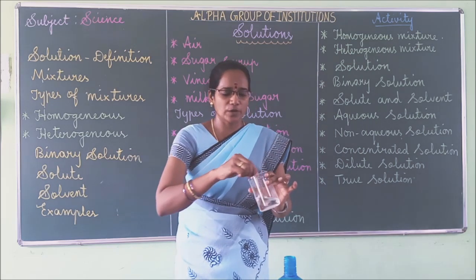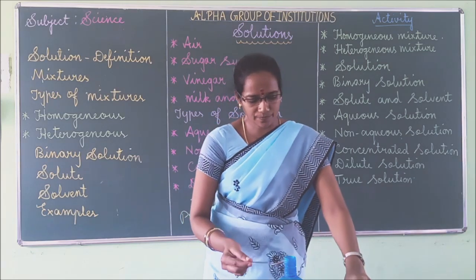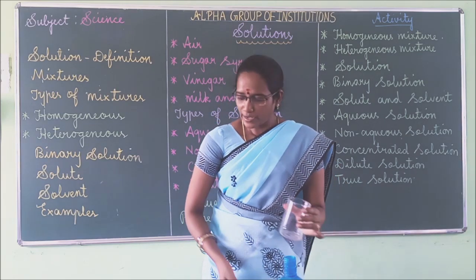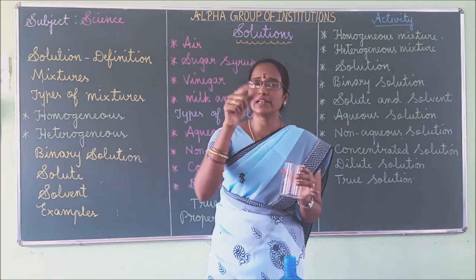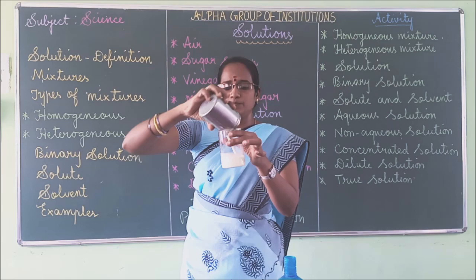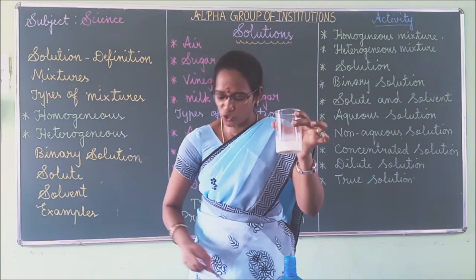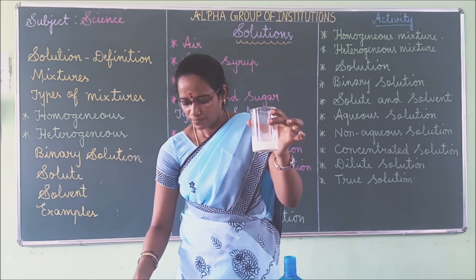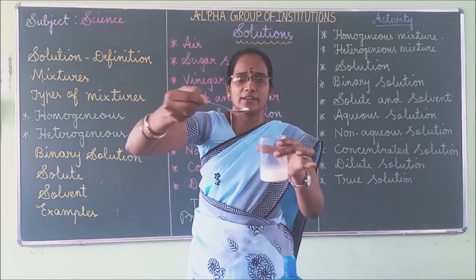One more experiment we can do for this solute and solvent. For this I am going to take two components. One is milk, another one is sugar. Add some milk. Next I am going to add some sugar. See the milk quantity and see the sugar quantity.